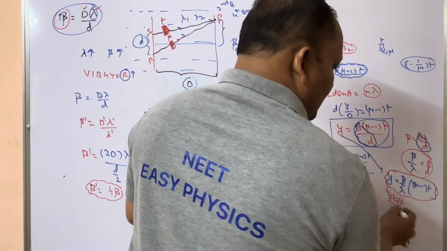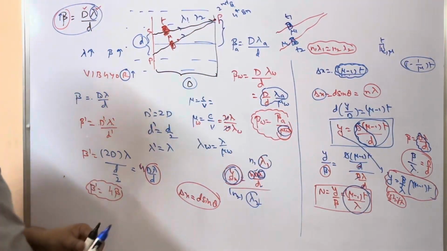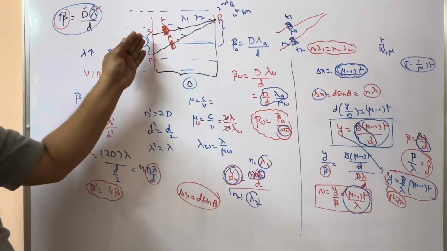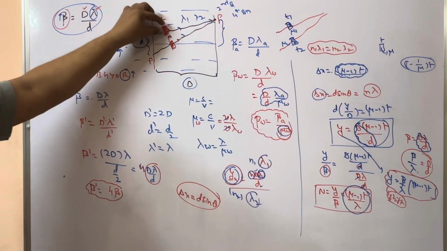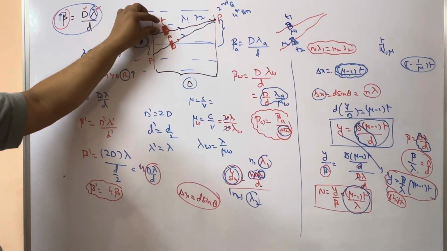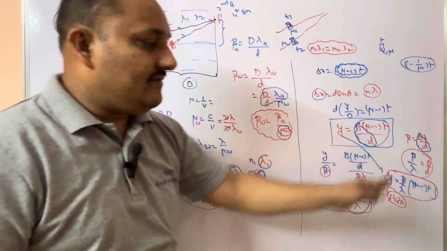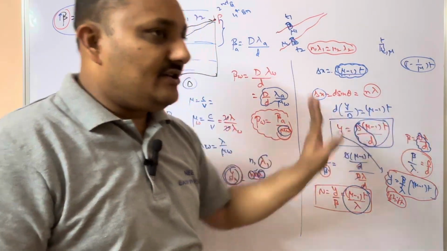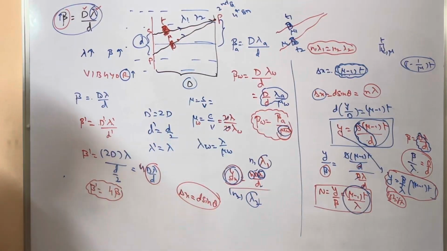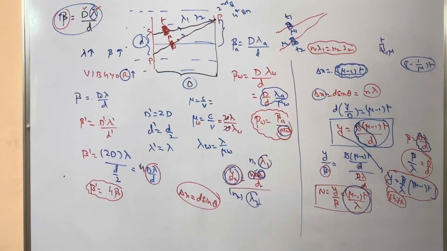So shift is going to happen whenever you introduce one thick or thin glass plate in front of one of the slits. If you are placing two, you have to write this equation two times: mu1 minus 1 into T1 plus mu2 minus 1 into T2. Those we will see whenever we are solving problems. Just these are the main important equations on Young's double slit experiment.